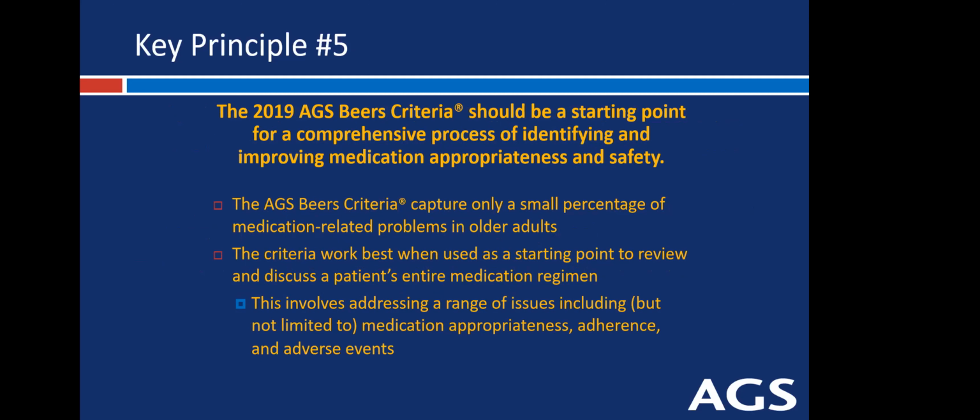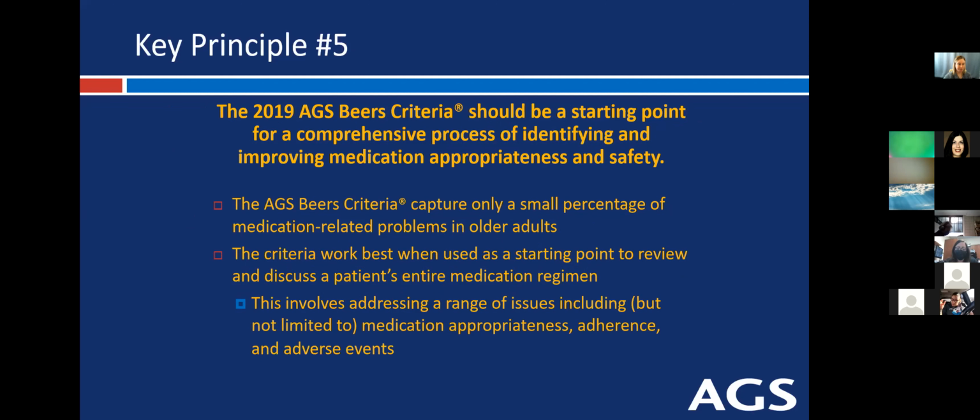So this really only captures a small percentage of medication-related problems. There are a lot of other potential medication-related problems that we have talked about in previous ECHO sessions, or will talk about in future ECHO sessions when we talk about deprescribing, for example. But these are a starting point for reviewing a patient's medication regimen. We still have to think about other reasons why medication may or may not be appropriate.